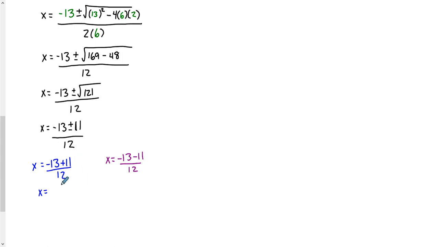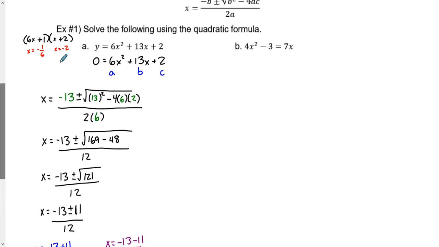Negative 13 add 11 is negative 2. Divided by 12, reduced is negative 1/6. Negative 13 subtracting 11 is negative 24, all divided by 12 comes out as negative 2. Well, where do those two numbers look familiar? I've done the quick factoring, and our two answers are negative 1/6 and negative 2.